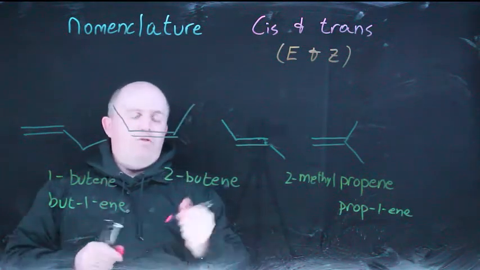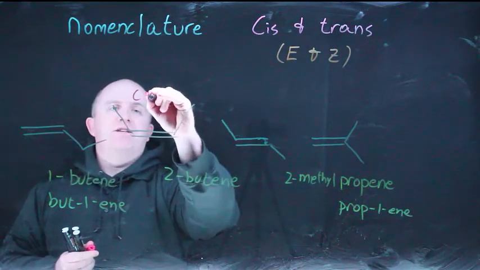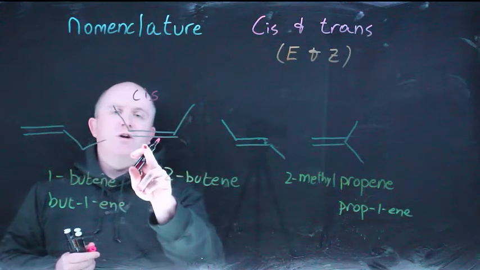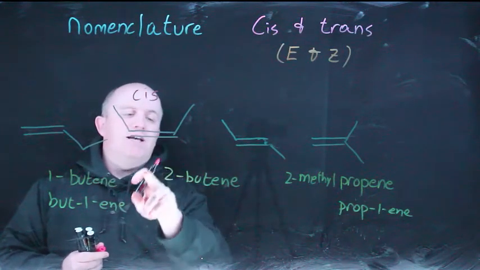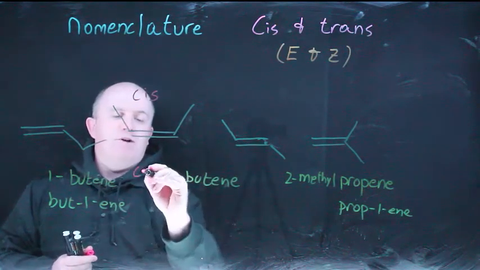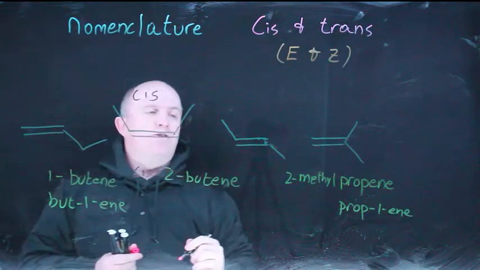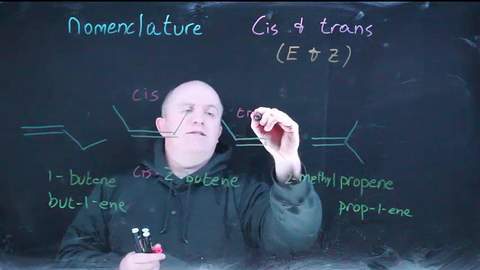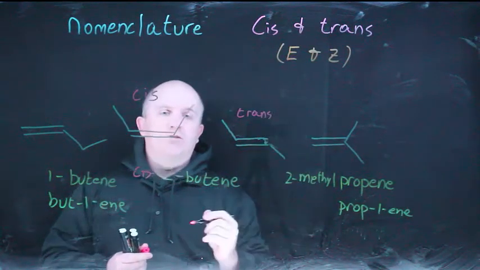So for right now, the most important thing to know is that having both methyls on the same side is a situation we call cis. So then this would be cis-2-butene, and I would just simply write it like that. Cis-2-butene. Having the methyls on opposite sides, I would write that as trans. So this then would be trans-2-butene.